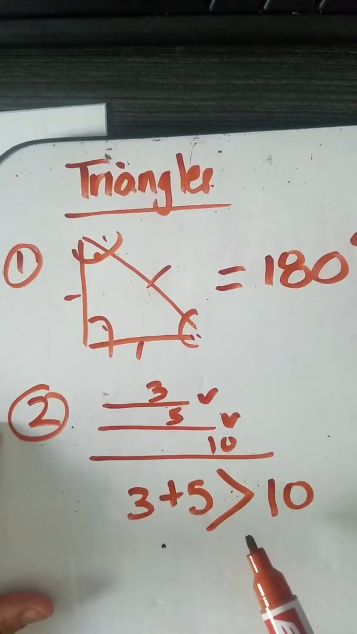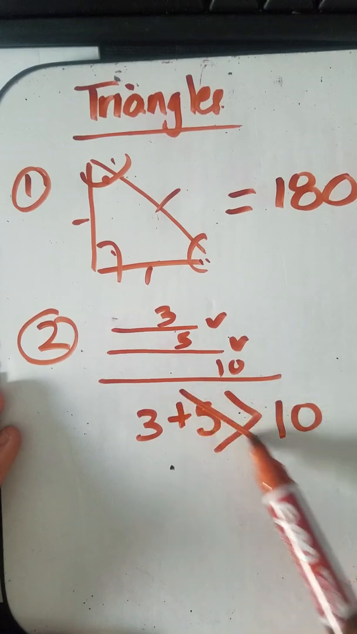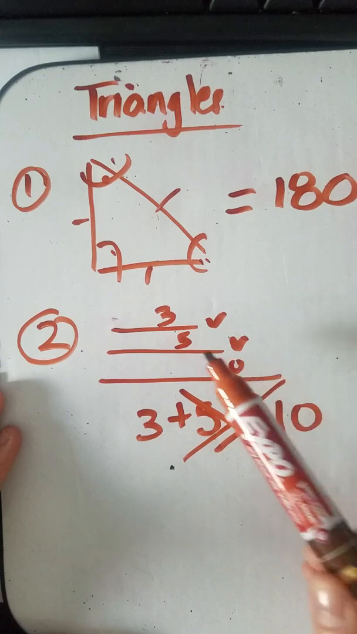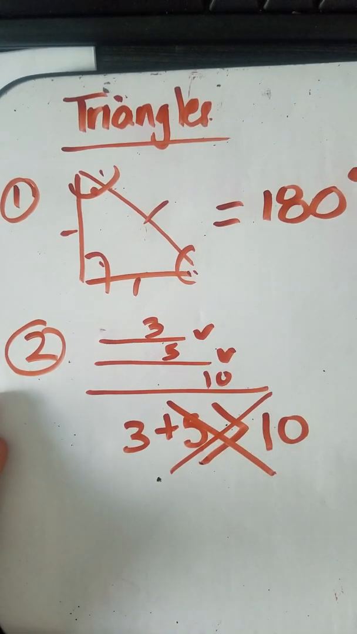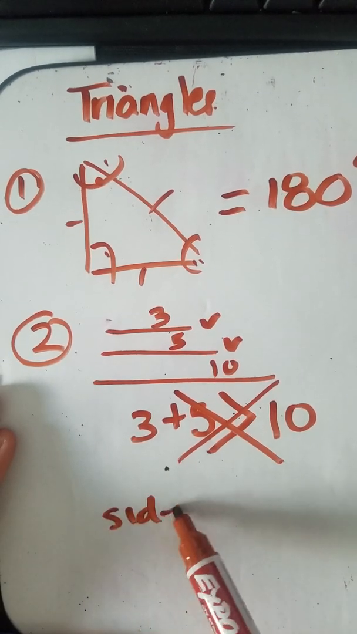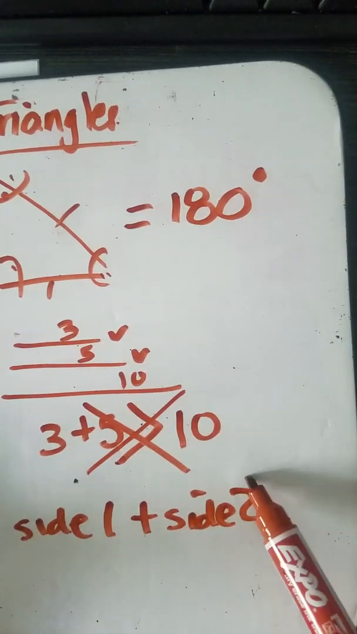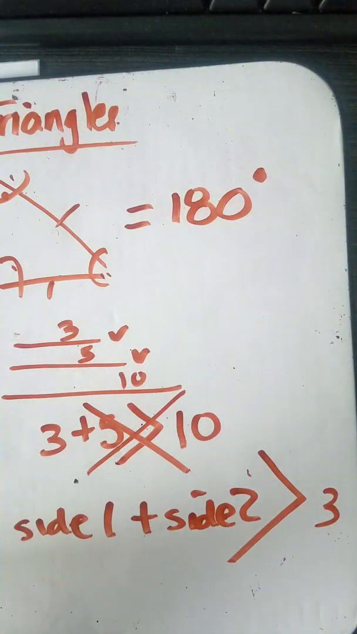If it is not, this cannot make a triangle. So for example, this one here cannot make a triangle. So the two smaller sides have got to be greater than the third side. So side 1 plus side 2 have to be greater than side 3. And that is a rule that needs to occur. So make sure that you understand that in triangles.